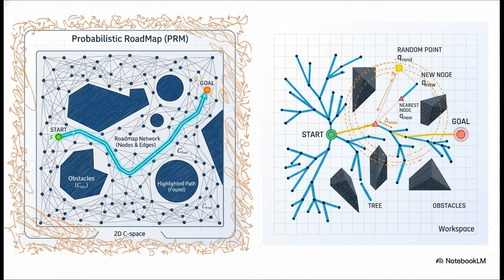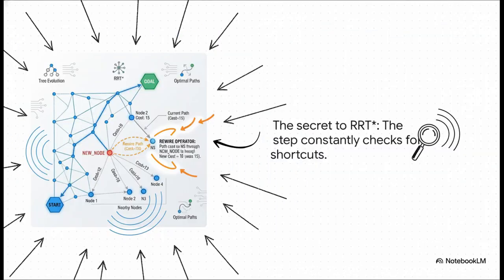It's a method that's naturally biased to rapidly explore open, unknown areas of the map. Now, RRT is great at finding a path really quickly, but it's not necessarily the best path. And that's what RRT star is for. The secret sauce, the crucial point, is this thing called the rewire operator.